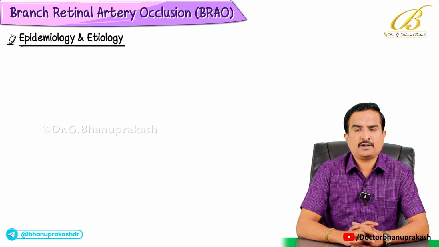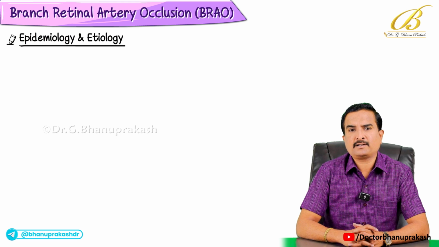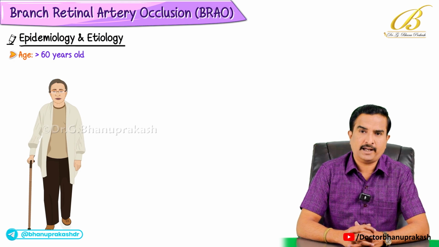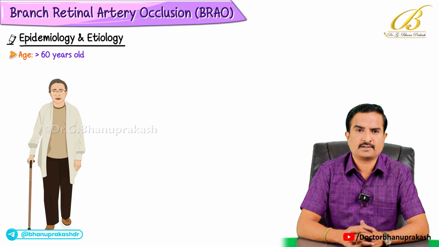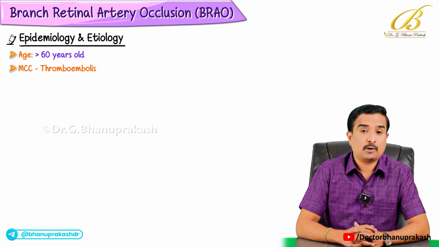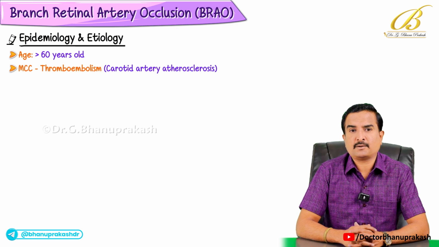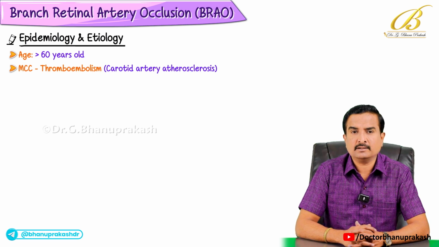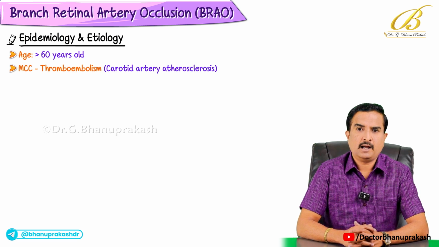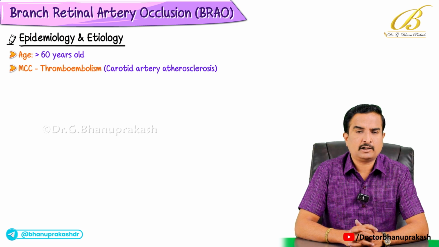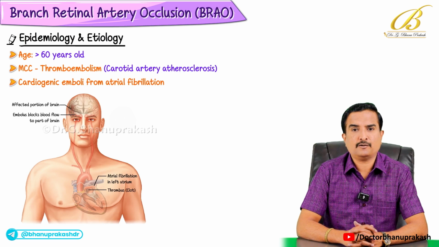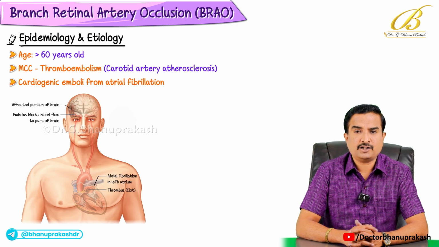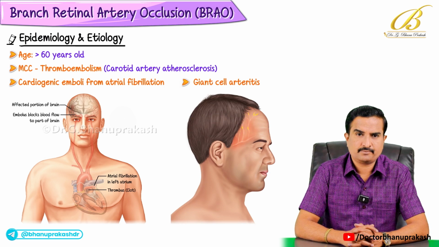Branch retinal artery occlusion typically affects individuals over 60 years of age and shares similar causes with central retinal artery occlusion. As we know, thromboembolism, often originating from carotid artery atherosclerosis, is the most common cause. Other contributing factors include cardiogenic emboli from atrial fibrillation and vasculitic conditions like giant cell arteritis.